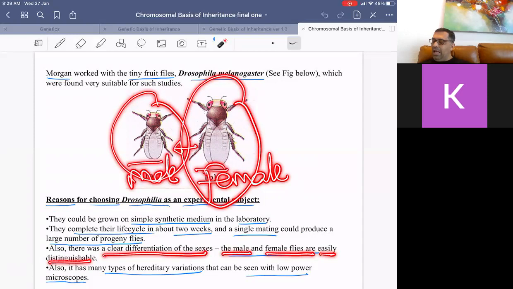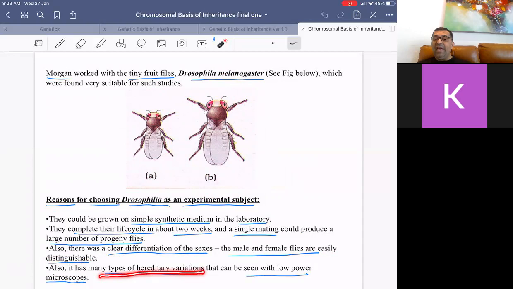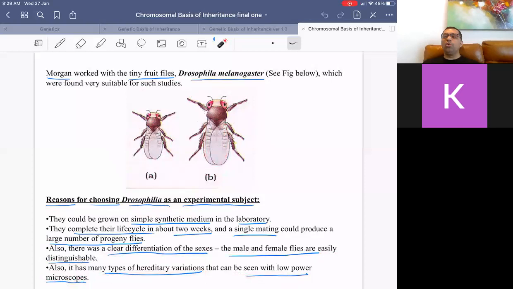And it also shows many types of heritable variations which can be seen with a low power microscope. Fruit fly mein variation bahut aate hai. Color of eye ka variation hota hai, color of body ka variation hota hai, wing pattern ka variation hota hai. So bahut sare variations hote hai, which can be used for experimental studies.